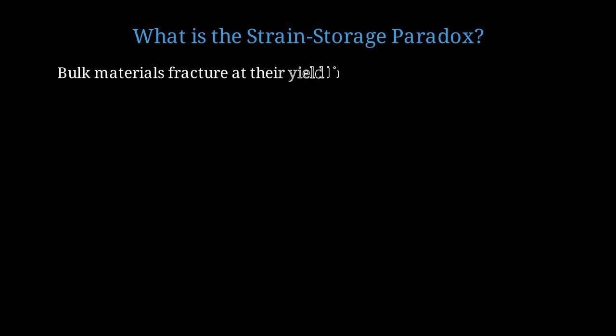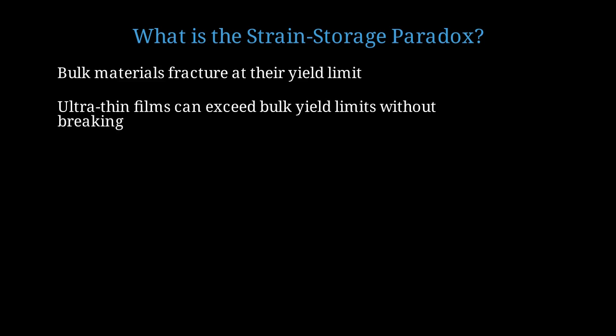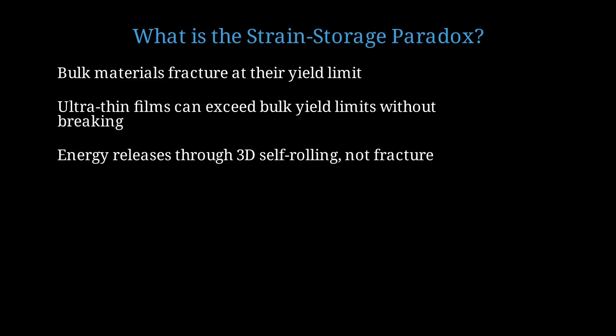In normal bulk materials, when you apply stress beyond the yield limit, the material either fractures or undergoes permanent plastic deformation. This is well understood classical mechanics. But ultra-thin films behave completely differently. They can sustain strains that are 2 to 3 times larger than the bulk yield strain without any fracture or permanent damage. Instead of breaking, these films release their stored elastic energy by rolling up into tubes, scrolls, or complex three-dimensional shapes. This is the paradox. They store impossible amounts of energy and release it in unexpected ways.